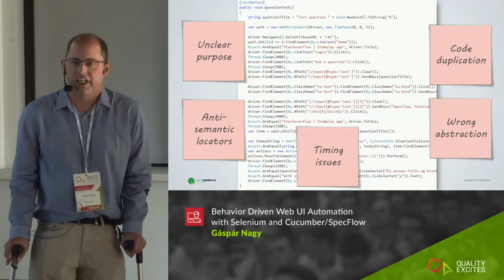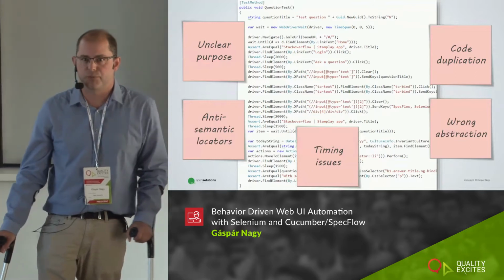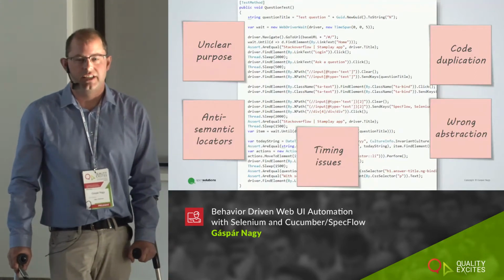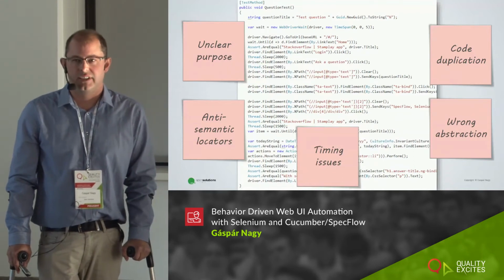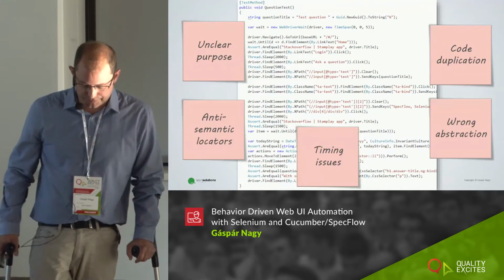The third one, which I call anti-semantic locators. Locators are those expressions that you can use to find the different elements on the page. And anti-semantic might mean that they don't have a real meaning. I will go into more detail on that.